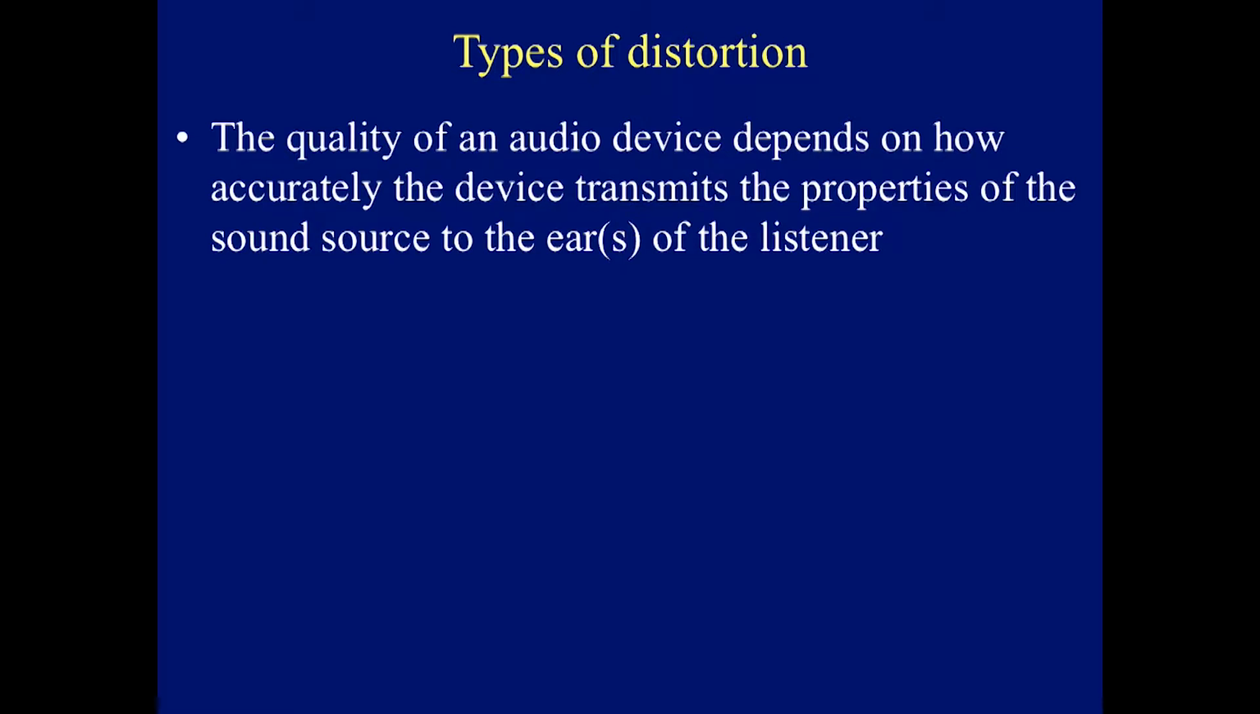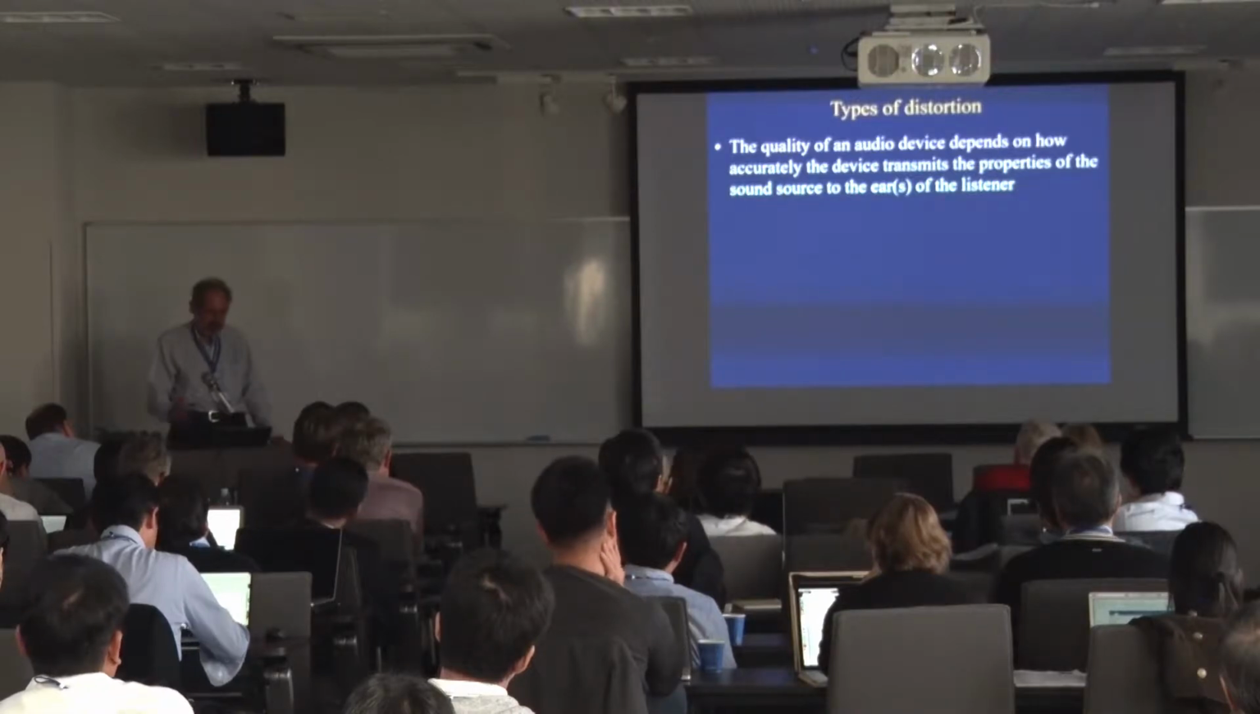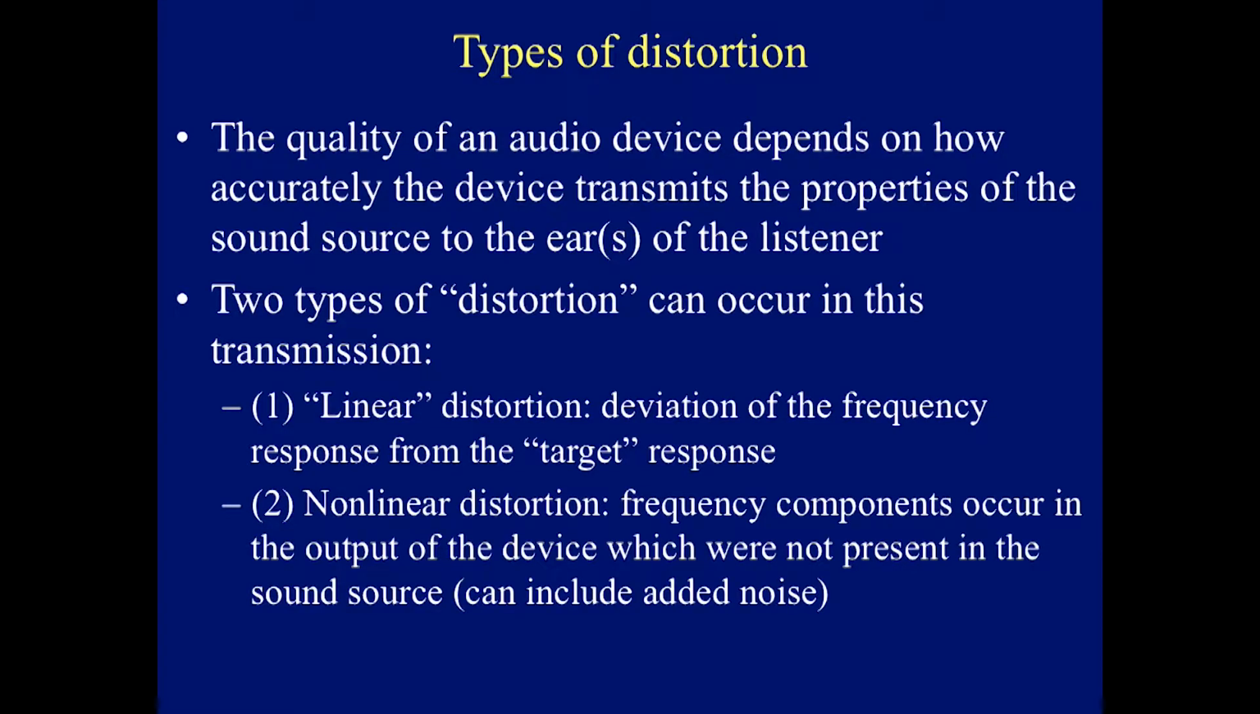Okay, so now I want to move on to the main topic of the talk, which is about the distortion produced by sound reproduction systems, and obviously the sound quality of an audio device depends on how accurately that device transmits the properties of the sound source to the ears of the listener. And I want to distinguish two types of distortion. The first one I call linear distortion, and that's really deviations of the frequency response from the target response. So in the case of a headphone, it's a deviation from a diffuse field response.